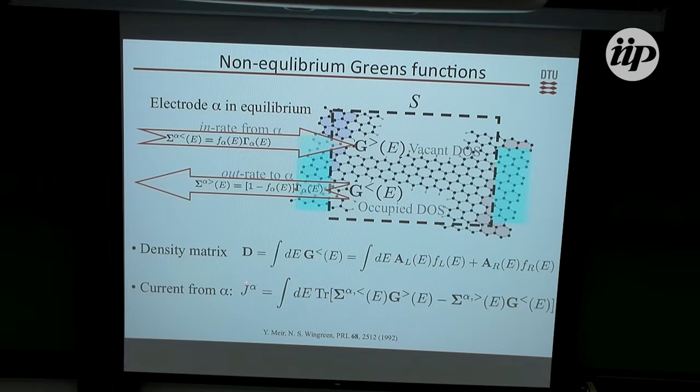And in the end, you can calculate the current, and that is nothing but accounting, because you can have scattering in and out from an electrode alpha. So you just use these rates. You can scatter into the vacant density of states, or you can scatter out of the occupied density of states. So this is quite a nice formalism, and the beauty of it is that you can do exactly the same for phonons. So you can have basically the same apparatus for phonons.